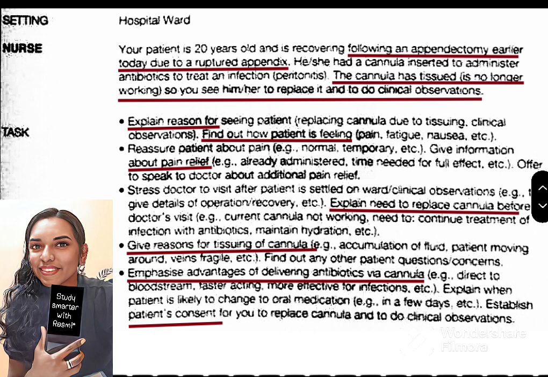Then we can explain, give reasons for tissuing of cannula, like accumulation of fluid, patient moving around, the veins being fragile. Find out any other patient concern. We can answer that. Yes, your questions are reasonable. I can answer that. The tissuing of the cannula can be because of many reasons, such as accumulation of fluid over there, and maybe you are moving around the bed, so sometimes by mistake the cannula can be displaced, and sometimes the veins will be very fragile after surgery. So these are the possible reasons for tissuing.